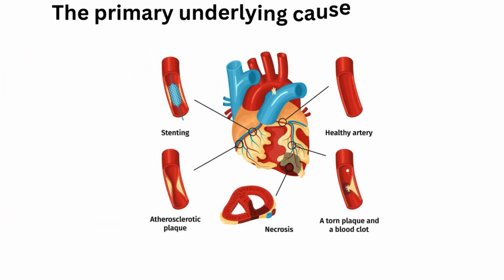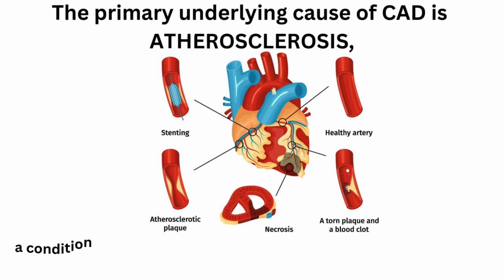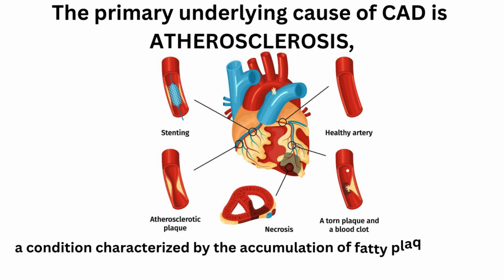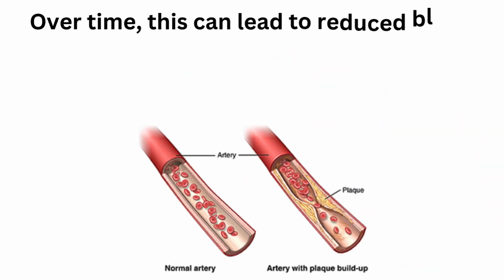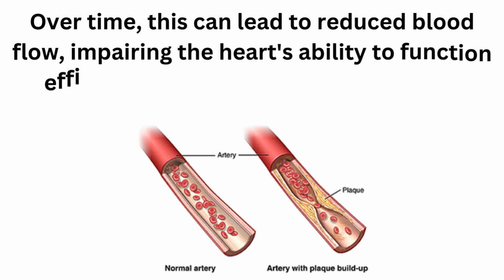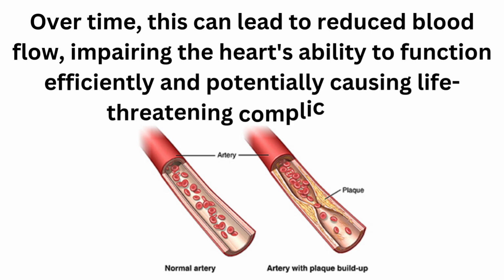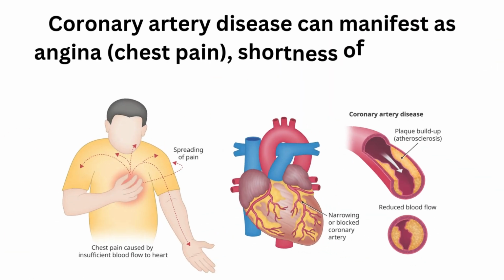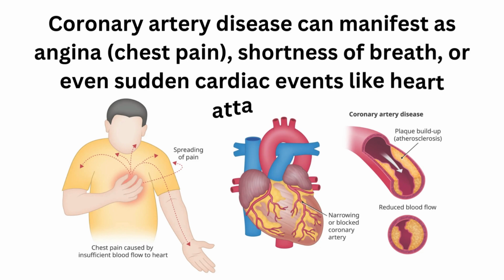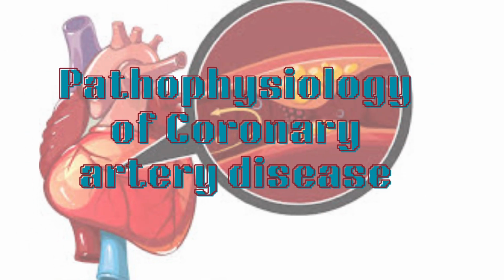The primary underlying cause of coronary artery disease is atherosclerosis, a condition characterized by the accumulation of fatty plaques on the arterial walls. Over time, this can lead to reduced blood flow, impairing the heart's ability to function efficiently and potentially causing life-threatening complications. Coronary artery disease can manifest as angina, chest pain, shortness of breath, or even sudden cardiac events like heart attacks.